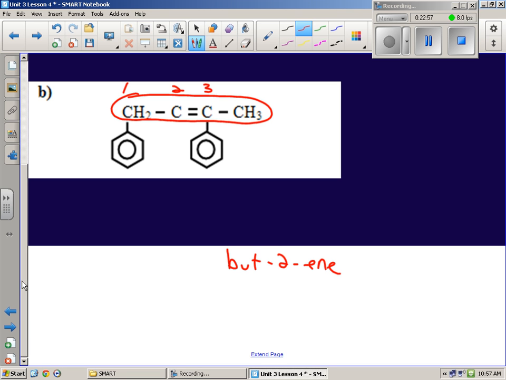1 and 3 have phenyl groups, so we'll call it 1,3-diphenyl. That's all one word, butene. 1,3-diphenyl butene. Okay.